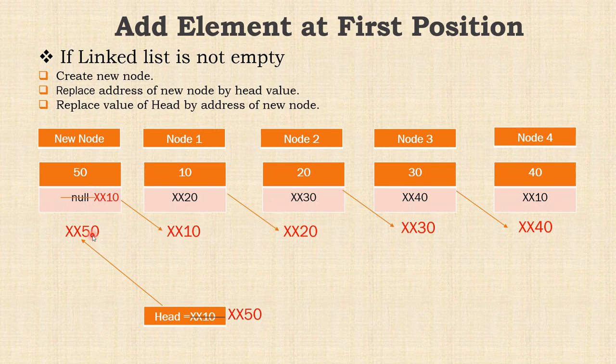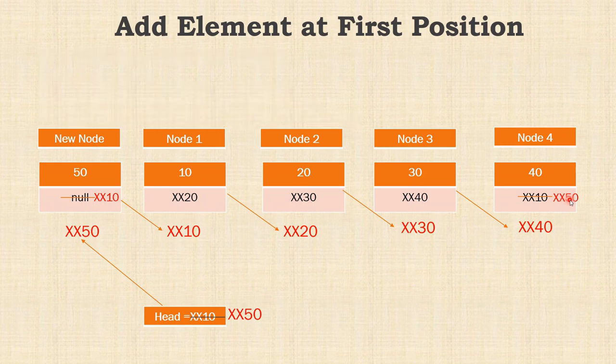Now we are going to the next step, which is replace the address of last node by the address of new node, okay. That means at the last node also we have to make it point to the address of your first node. So the first node is xx50, so instead of xx10 it should be xx50. So xx10 will be deleted, and now xx50 will be available. That means node 4 is pointing directly to your first node, okay.